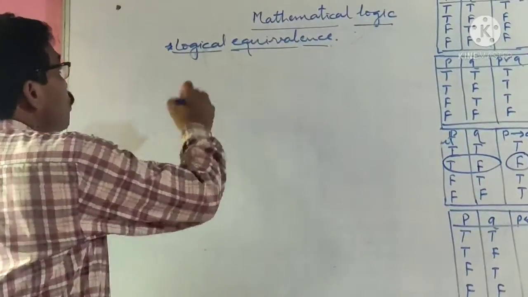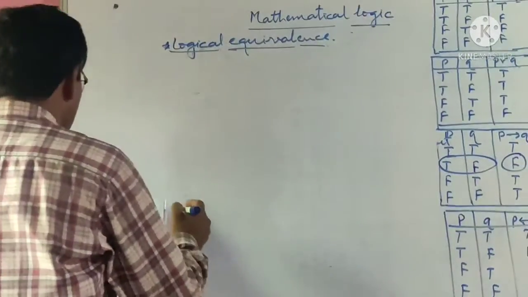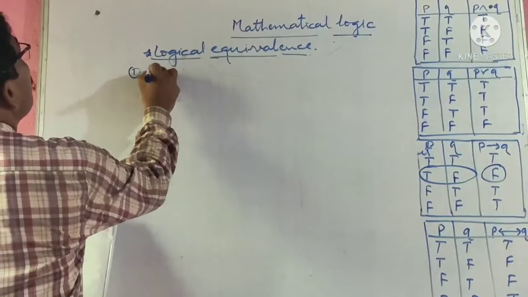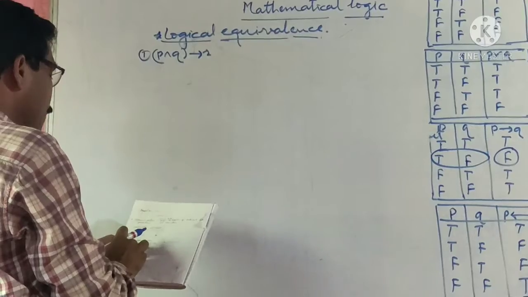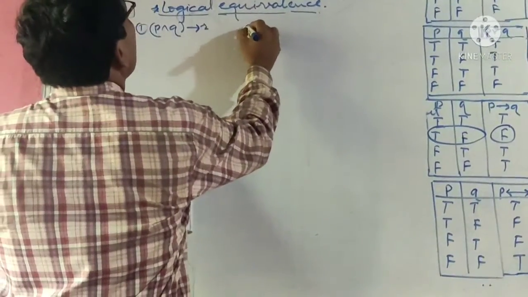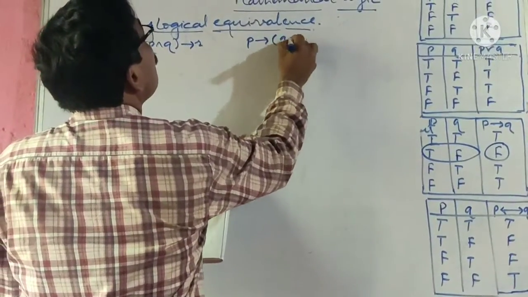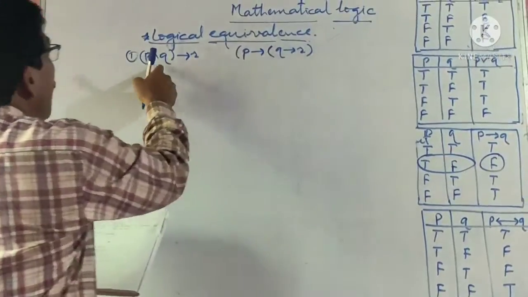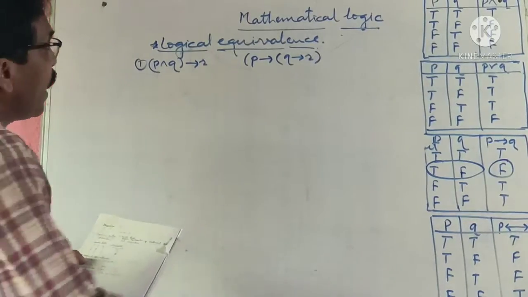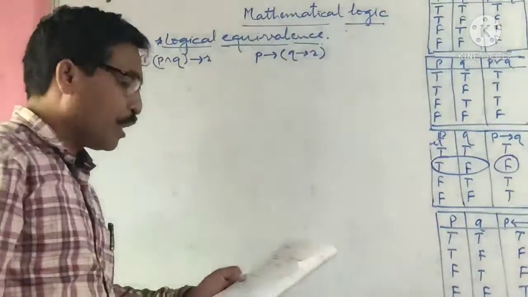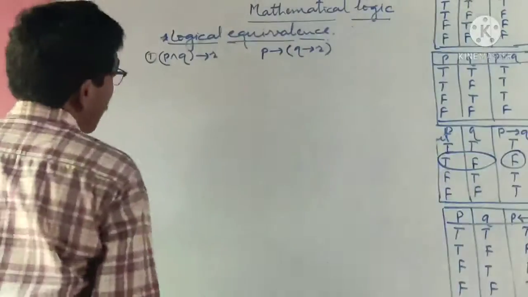So suppose we have the statement patterns P and Q implies R, and P implies Q implies R, that is, P and Q implies R, and P implies, bracket, Q implies R. So these are two statement patterns.